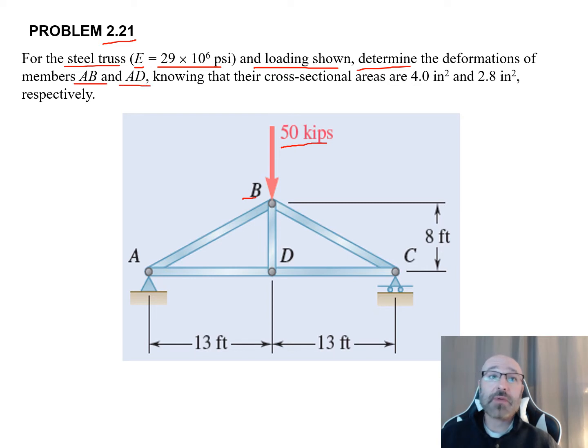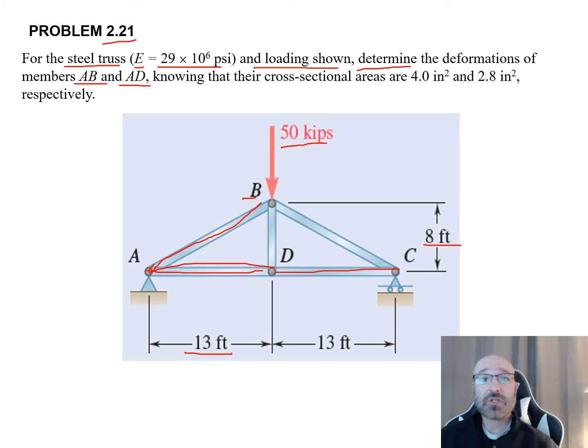So let's take a look. AB goes from there to there, and AD goes from there to there. We're just looking at this half of the truss system, and we can see this is symmetric. From B to D we have a height of 8 feet, between A and D we have a distance of 13 feet, and between D and C we have a distance of 13 feet. We can see the different types of connections and supports at all these points.